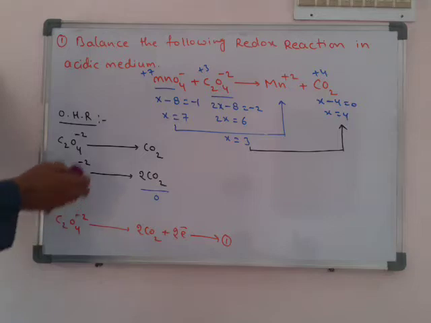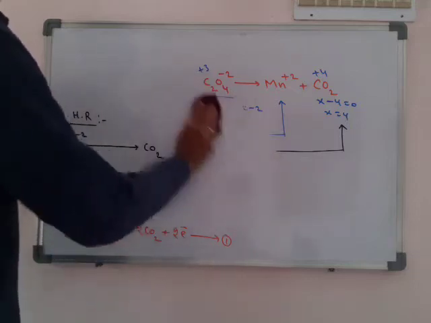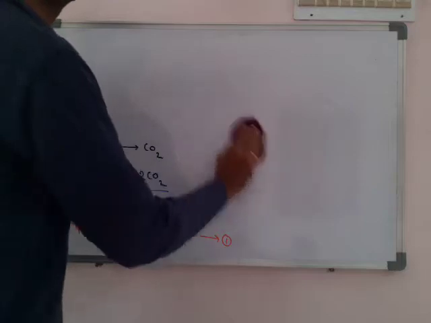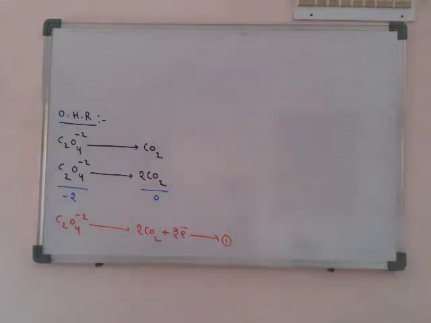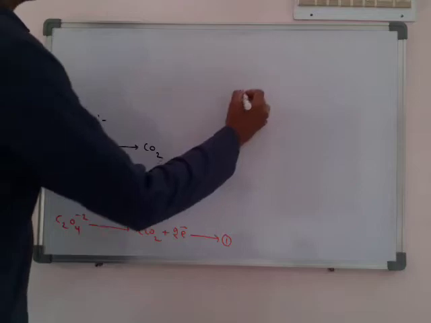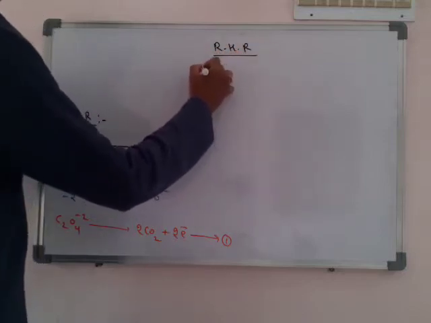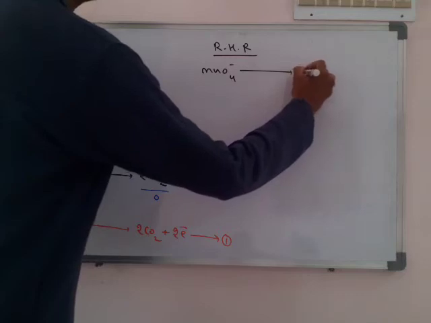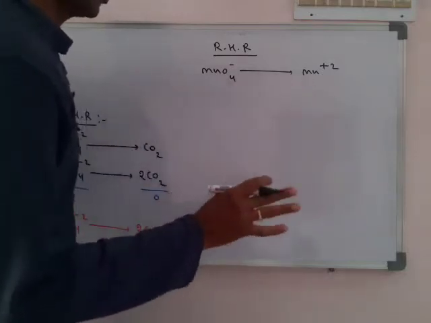Okay, now balance the reduction half reaction. So now see the reduction half reaction. What is the reduction half reaction? Here MnO4 minus changes to Mn plus 2. First balance the atoms other than oxygen and hydrogen. So one manganese, one manganese, no need to do the step.